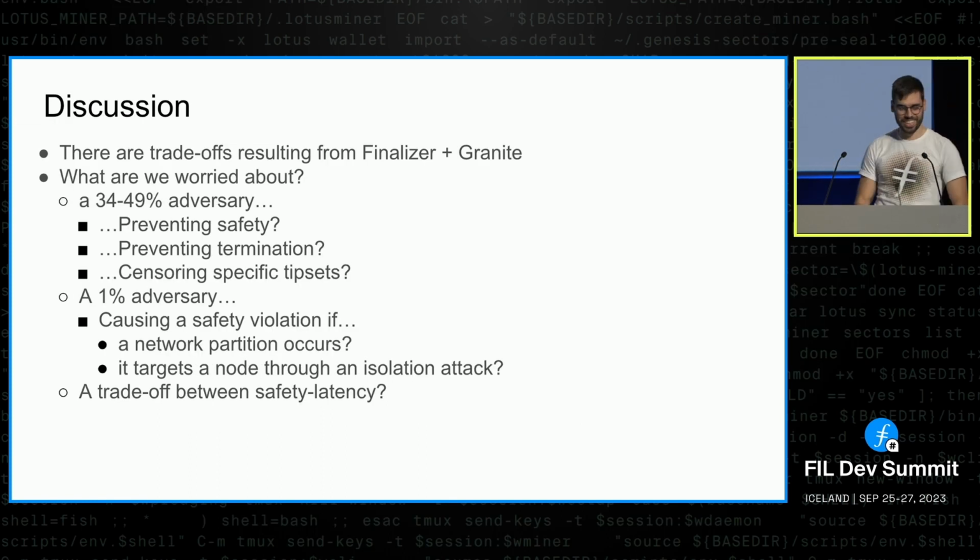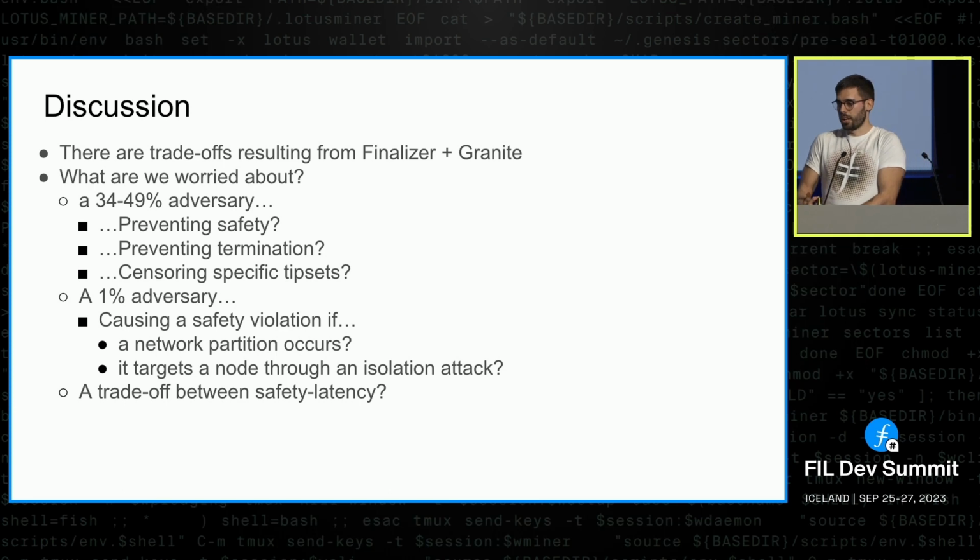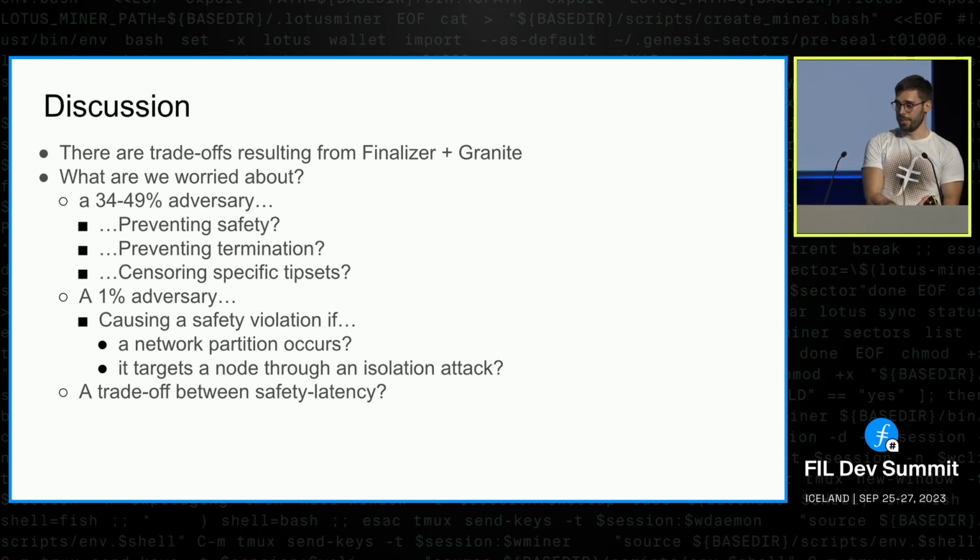Okay, right now. All right, so there are trade-offs, and this relates to what we're talking about. What are we worried about? Are we worried about a 34 to 49% adversary preventing safety, termination, maybe censoring particular tip sets? Or are we worried about some small adversary that also takes advantage of some network disruption that lasts for some period of time, doing the same things, preventing safety, for example, or censoring as well, with some probability? Is it also desirable to have a trade-off between an assumed latency that should never be broken for safety and fast finality? Because that's an inherent trade-off if we start using latency for safety. We're going to want a very high latency assumption to ensure safety, but we want fast finality as well.